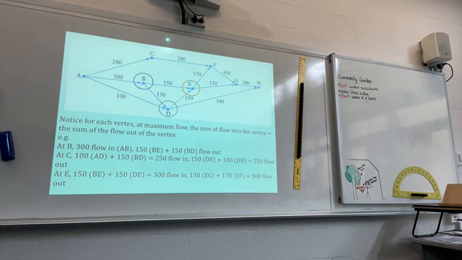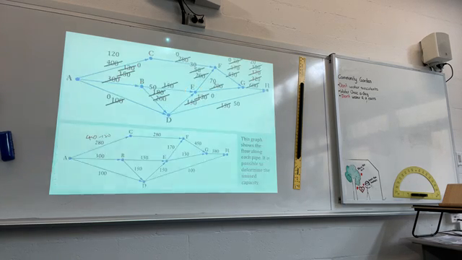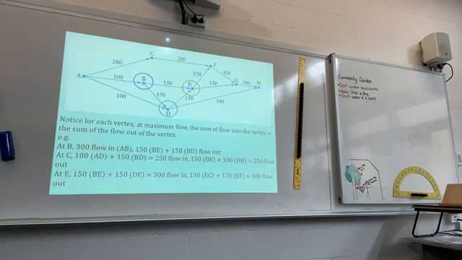So if it makes sense, what you need to really notice, once you have actually drawn the maximum flow, alright, indicate all the maximum flow. So here, I'm going to circle that and show that. This is 150, 150 minus 50. Alright? Now, notice that at maximum flow, the sum of flow into a vertex is the same as the sum of the flow out of that particular vertex.